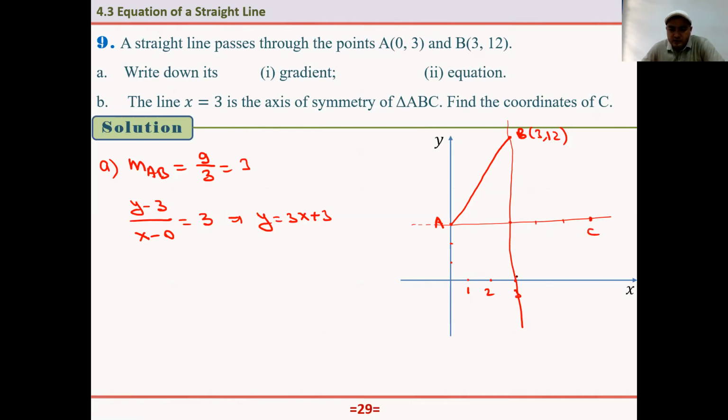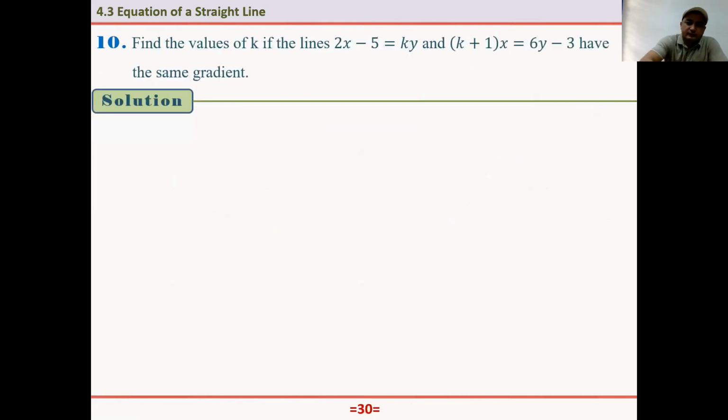Then what's the location of C? It's from 3, right? 4, 5, 6. So this point is 3, and 6, this point is 3. So the coordinates of C must be 6, 3. So it is somewhere here. So if you just join this, we will get the triangle ABC. Okay. Good. Very easy question.